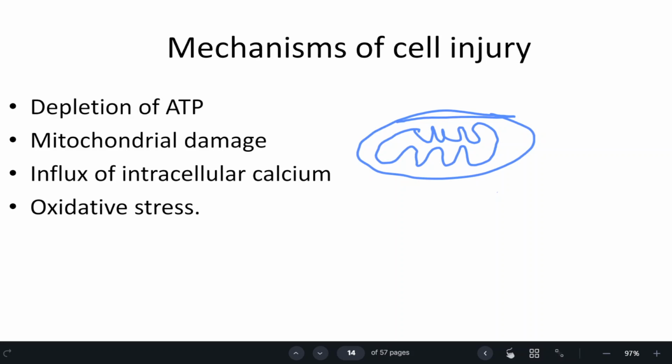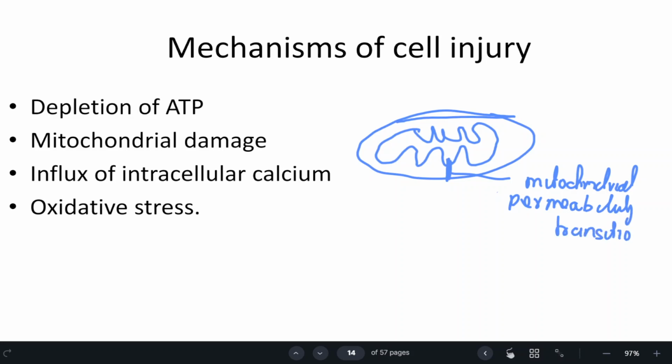Whenever there is mitochondrial damage, there is formation of a channel called the mitochondrial permeability transition channel. This channel can leak protons, H+. Leakage of protons through these mitochondrial permeability transition channels leads to loss of membrane potential, and there will be decreased oxidative phosphorylation. Further decline in ATP production takes place.